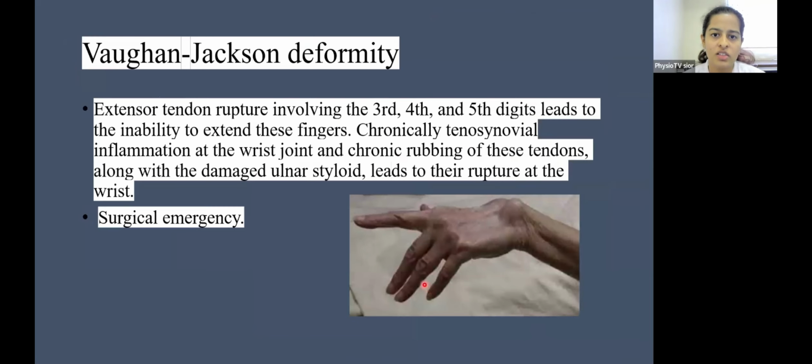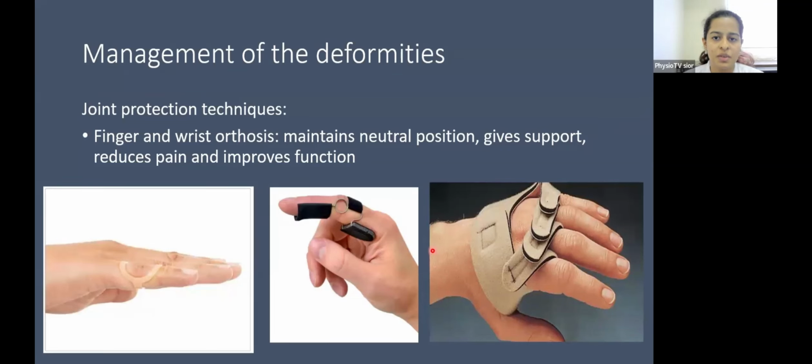Lastly, we have the Vaughan-Jackson deformity. So here we can see in this diagram that there is a rupture of the extensor tendons in the third, fourth, and fifth digits, which leads to inability to extend these fingers. So chronically, the tenosynovial inflammation at the wrist joint and the chronic rubbing of these tendons along with the damaged ulnar styloid is going to lead to the rupture at the wrist. Hence, it is not possible to extend these three fingers at all. This is a surgical emergency and has to be treated the same. Let's see the management of the deformities.